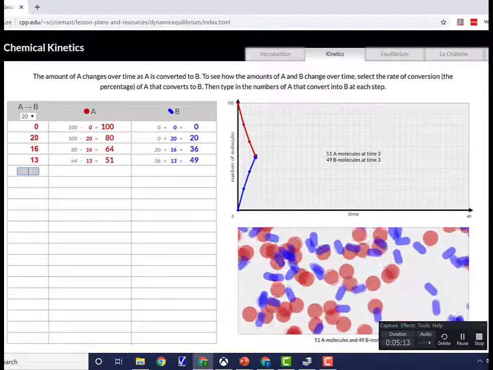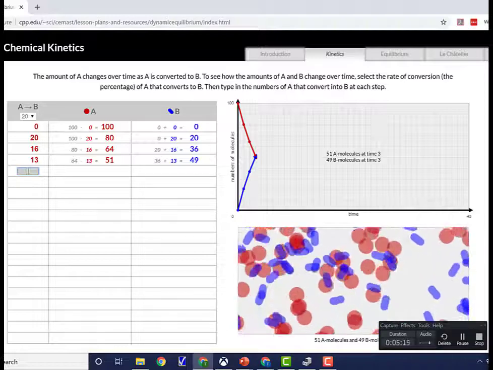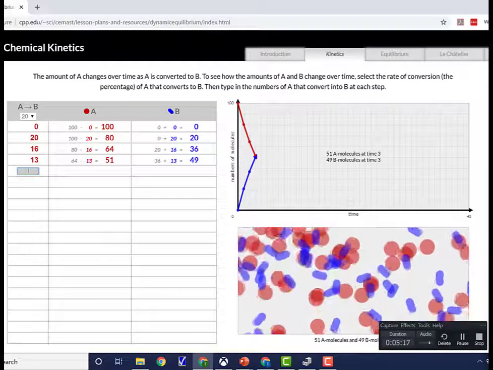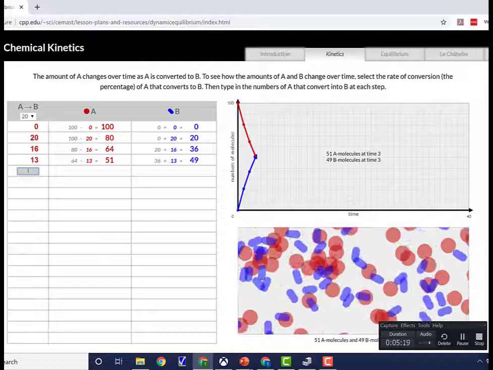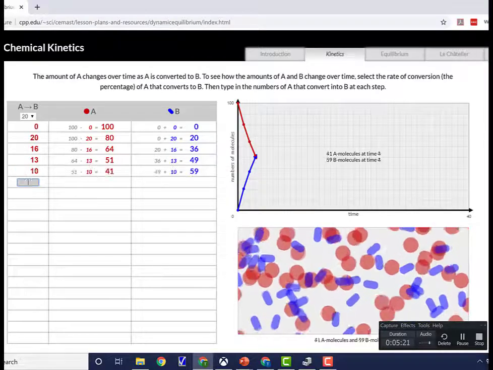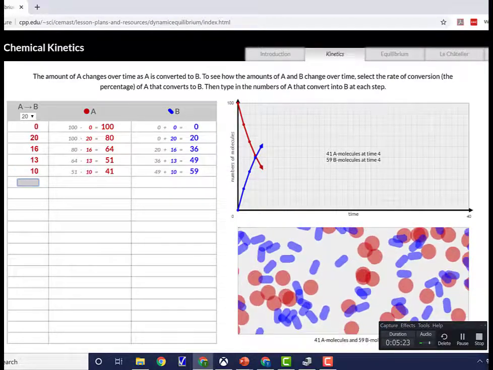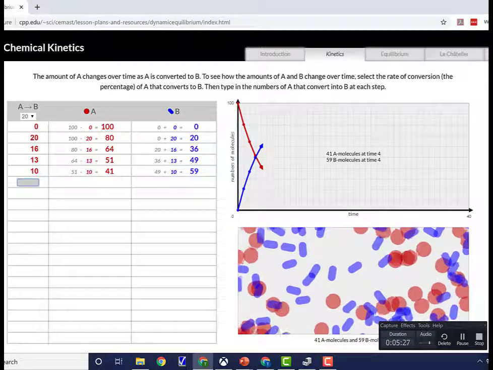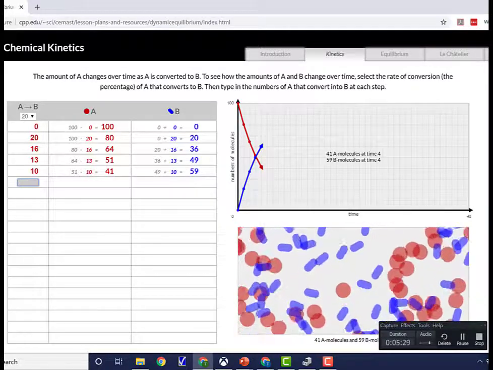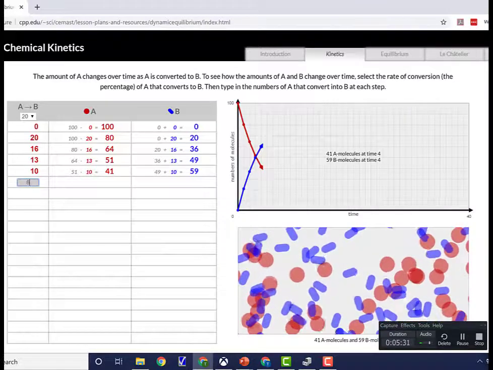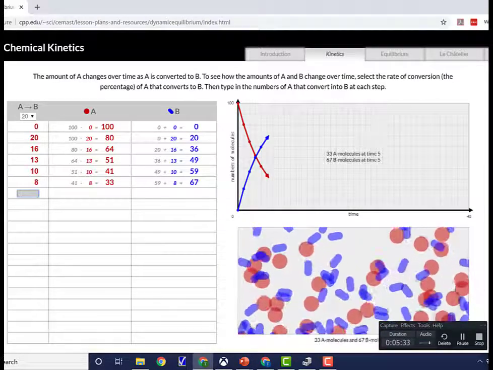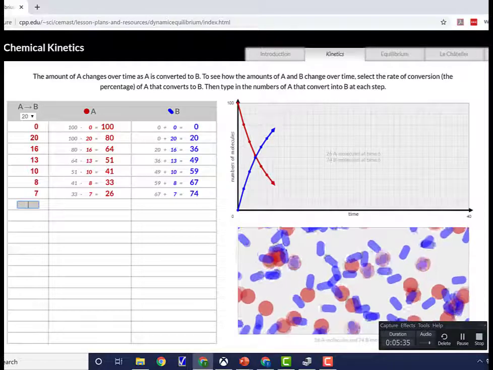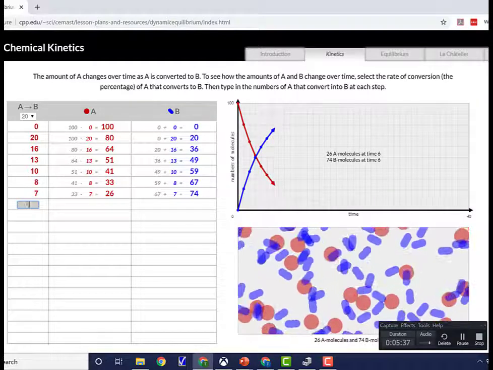Now I'm at almost 50-50. And I got to take 20% of the 51, that's going to be 10. You'll notice that the amount of A changing every time goes down more and more, and the amount of B increases all the time. And 20% of 41 is 8. 20% of 33 is 7.